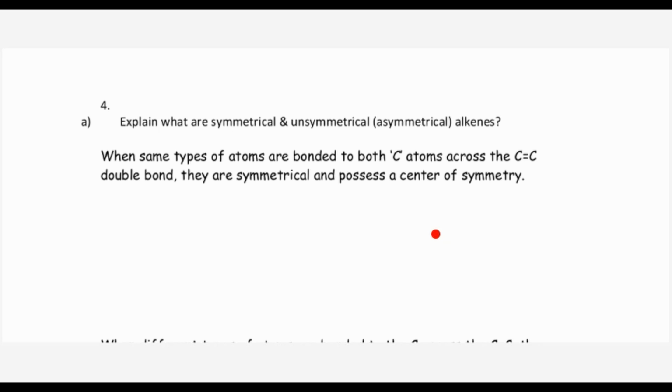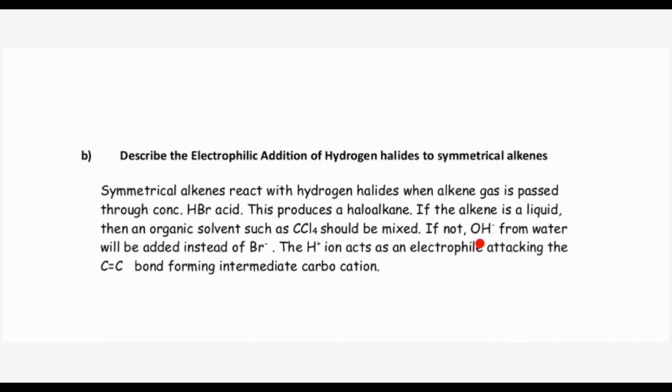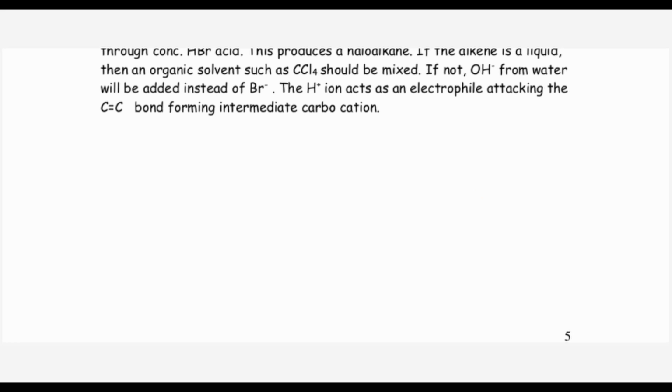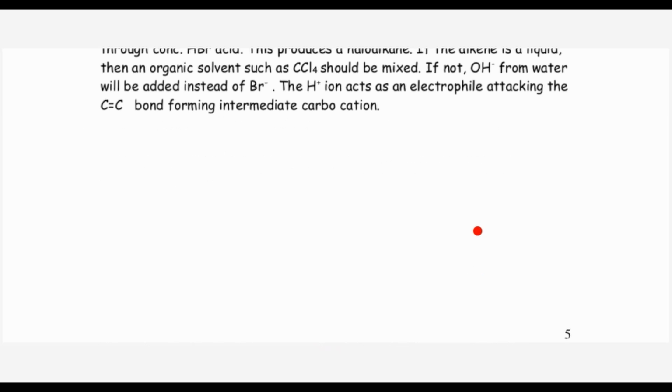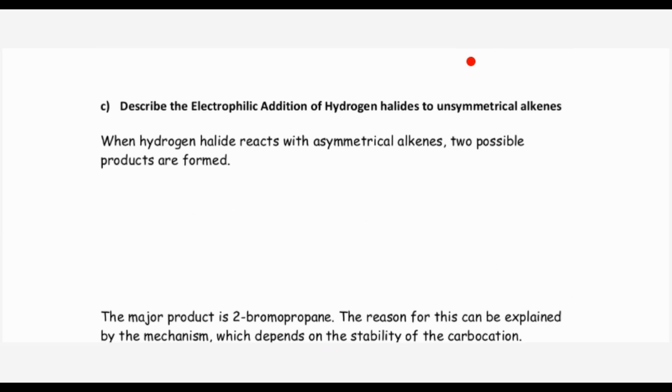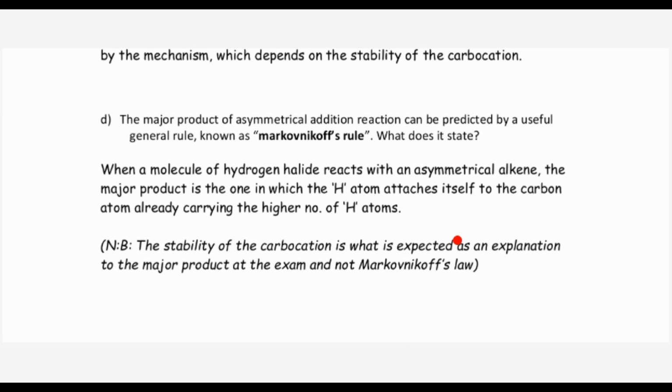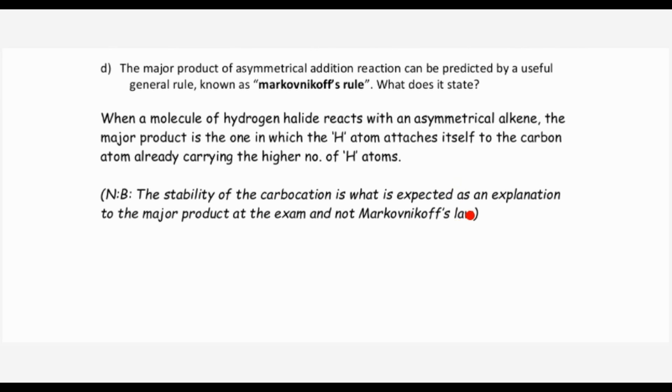When it comes to symmetrical alkenes, in the addition of hydrogen halide, it is not an issue to which carbon the hydrogen and the halide are added. But when it comes to asymmetrical alkenes, it is important to know the Markovnikov rule, that Markovnikov said that the hydrogen part of the hydrogen halide will attack the carbon which already has a high number of hydrogens, to give the major product.